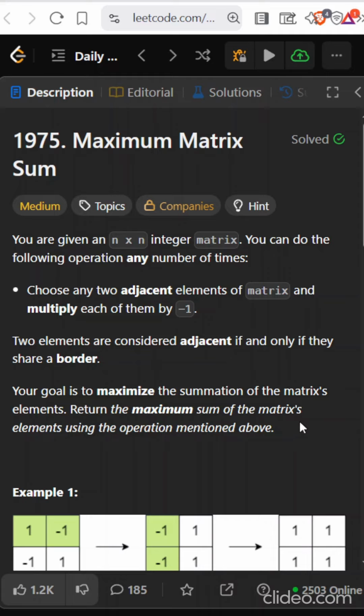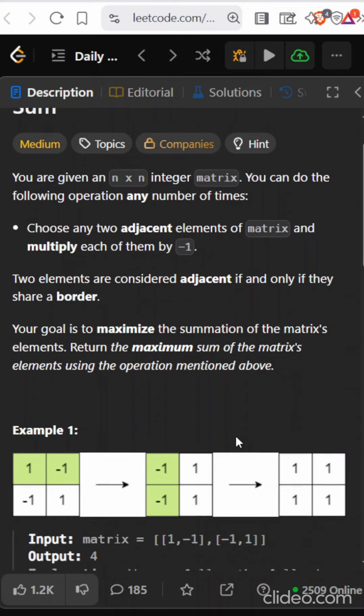So in this problem we are given an n cross n integer matrix and we can do the following operation any number of times. That is, choose two elements that are adjacent to each other and multiply each of them by -1. The two elements are considered adjacent if they share a border. And our goal is to maximize the summation of the matrix elements, and return the maximum sum of the matrix using the operation mentioned.